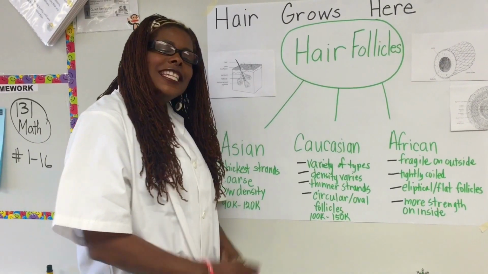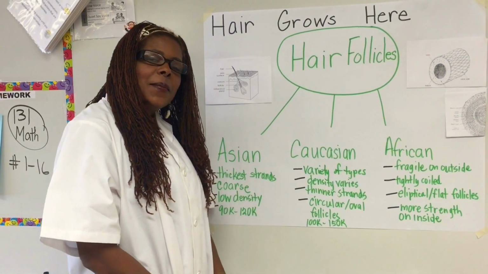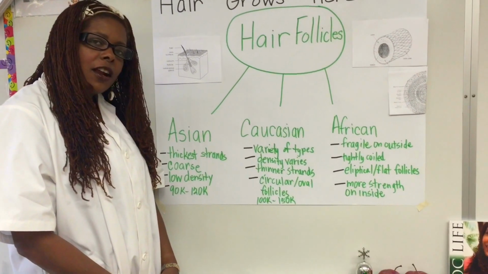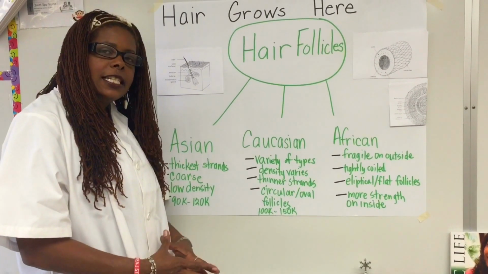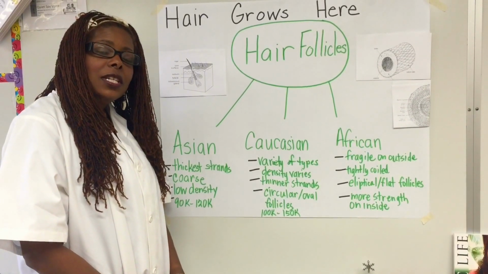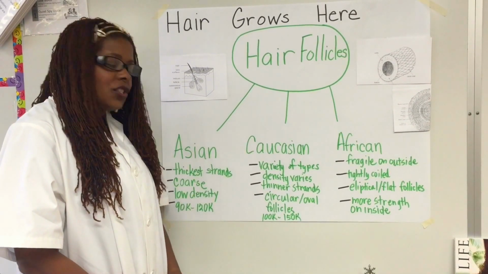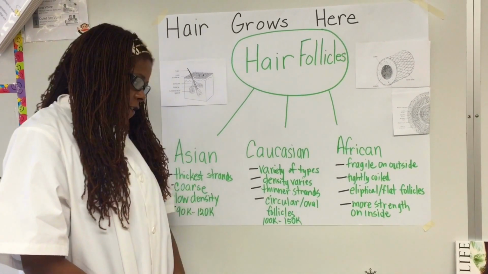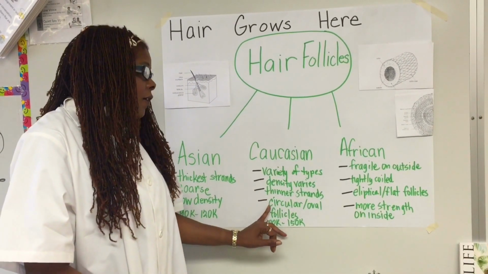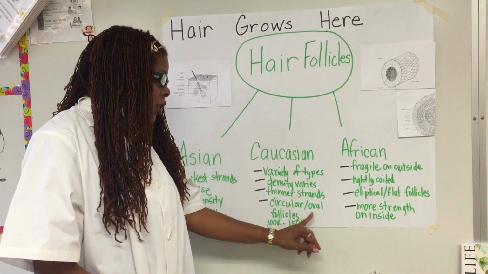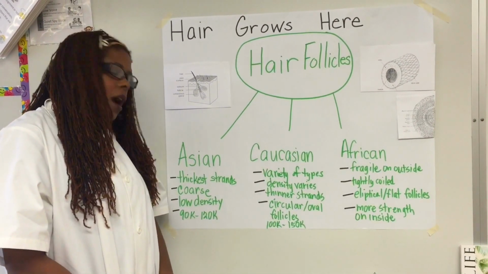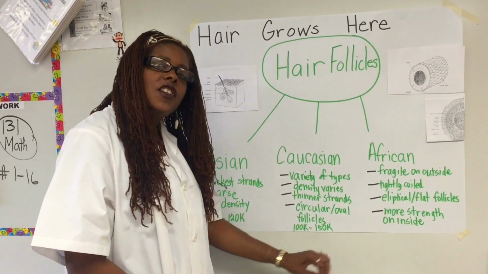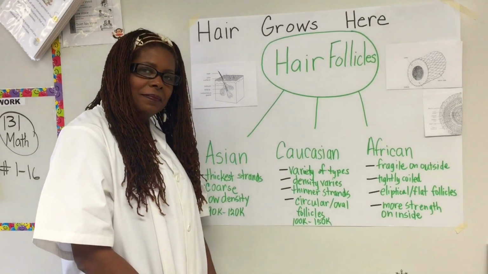Now, thinking about Caucasians and their hair type, they have a variety of hair types. Interestingly enough, the density varies depending upon the color of the hair. Having brown hair, you may have a medium density. Having blonde hair, you tend to have a thicker, higher density. Their hair strands tend to be thinner, and their follicle tends to be either circular or oval. On average, they range from 100,000 strands to 150,000 strands.